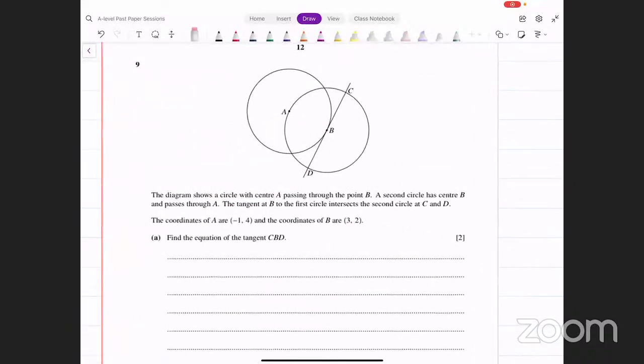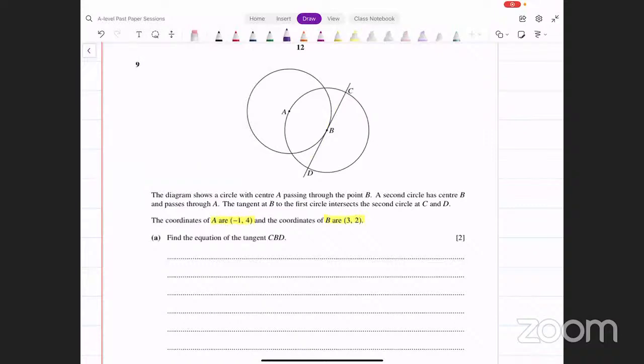Question number 9. The diagram shows a circle with center A. It's passing through the point B. A second circle has a center B and it passes through A. Okay, so there are two circles. उनके जो centers हैं वो एक दूसरे के circumference पे lie करते हैं. The coordinates of A and B are given. The tangent at B to the first circle intersects the second circle at C and D. ये tangent आपको नजर आ रहा है, C और D पे intersect करता है दूसरे circle को. So you've got all of that shown in the diagram. A और B के coordinates भी आपको given है.